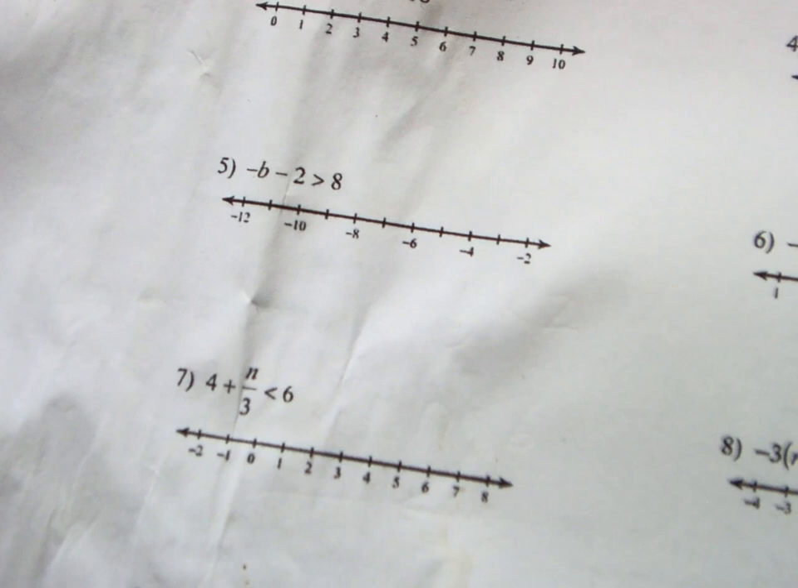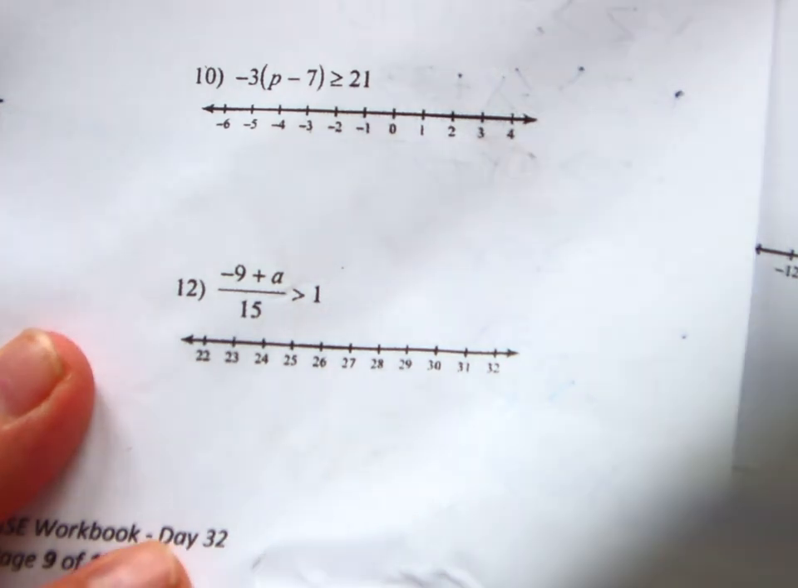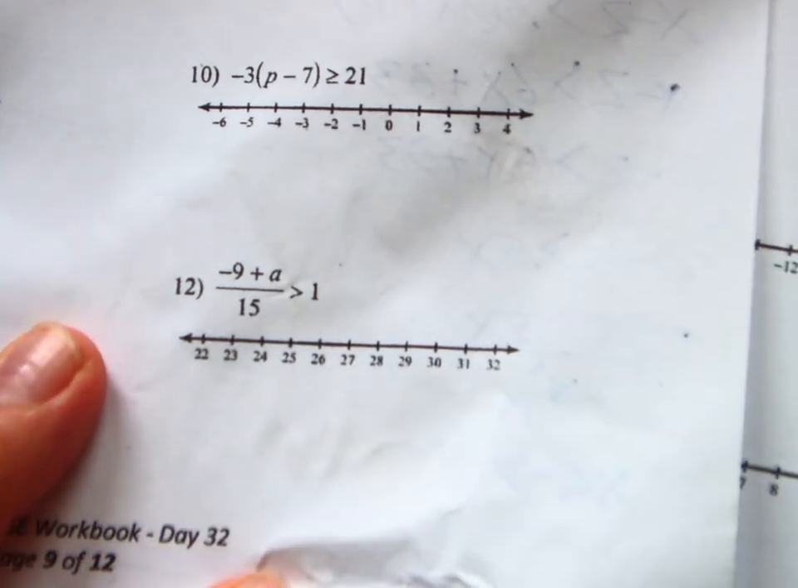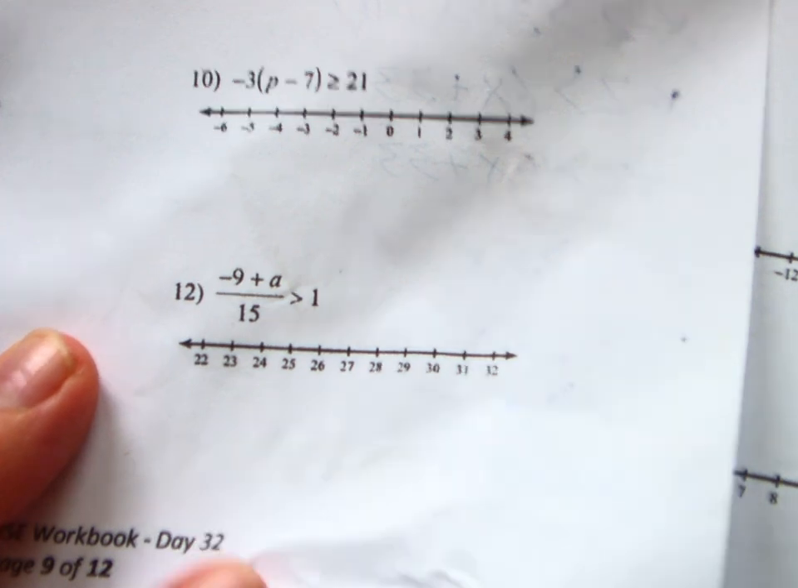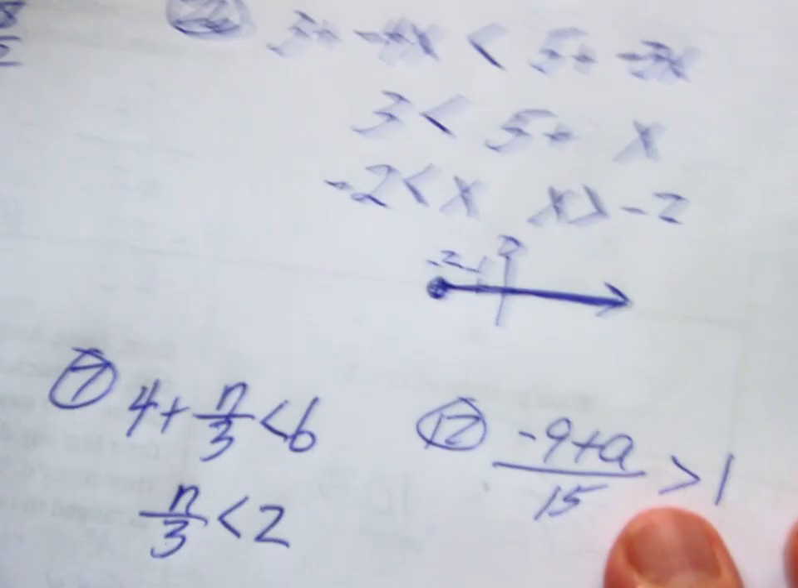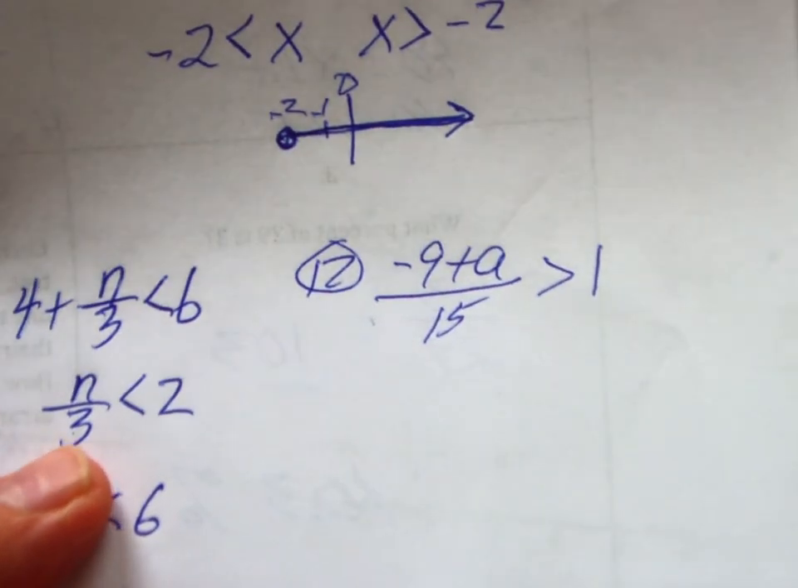Which one? How about number 12? Okay, we'll do number 12. So I'm going to copy it over. 12 says negative 9 plus a divided by 15 is greater than 1. Negative 9 plus a divided by 15 is greater than 1.